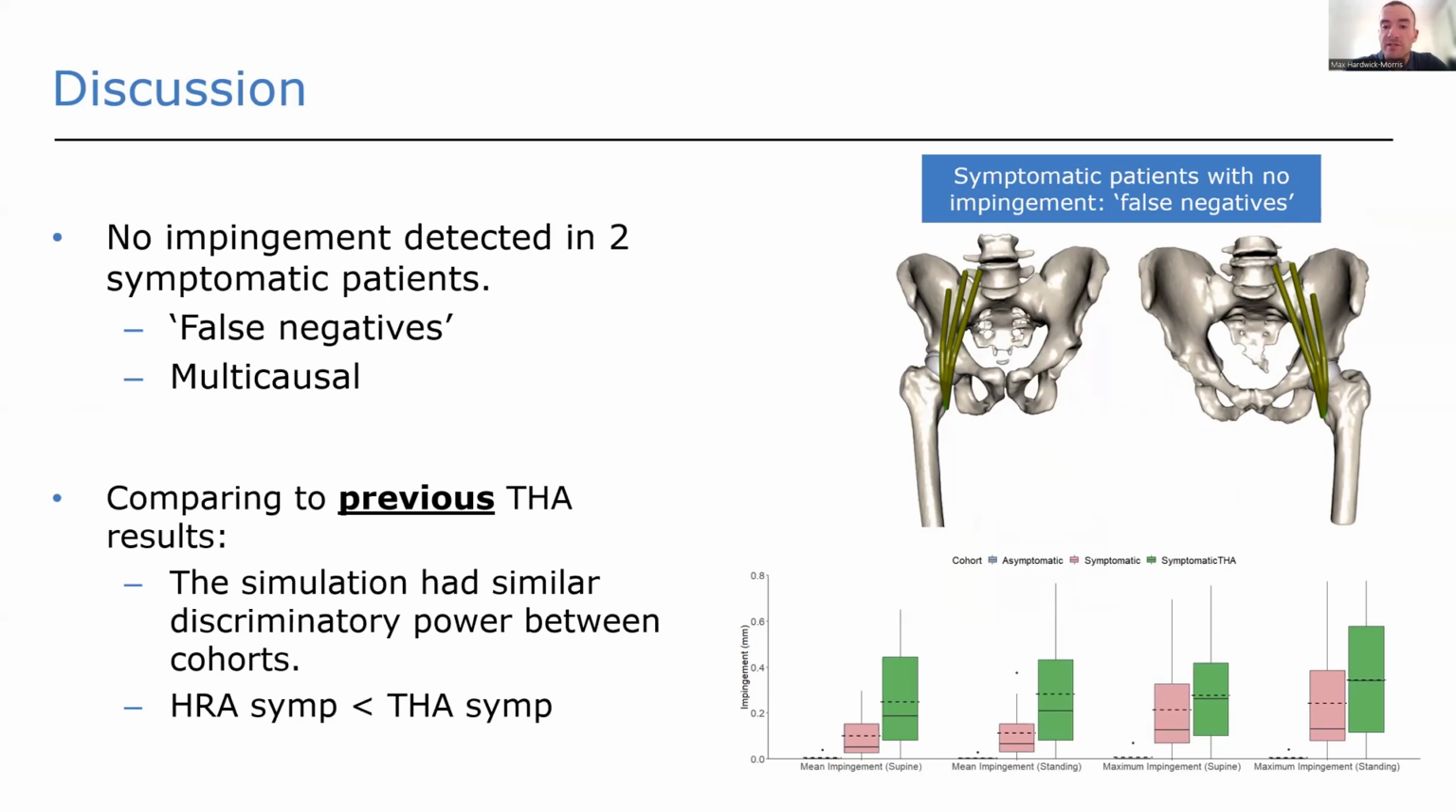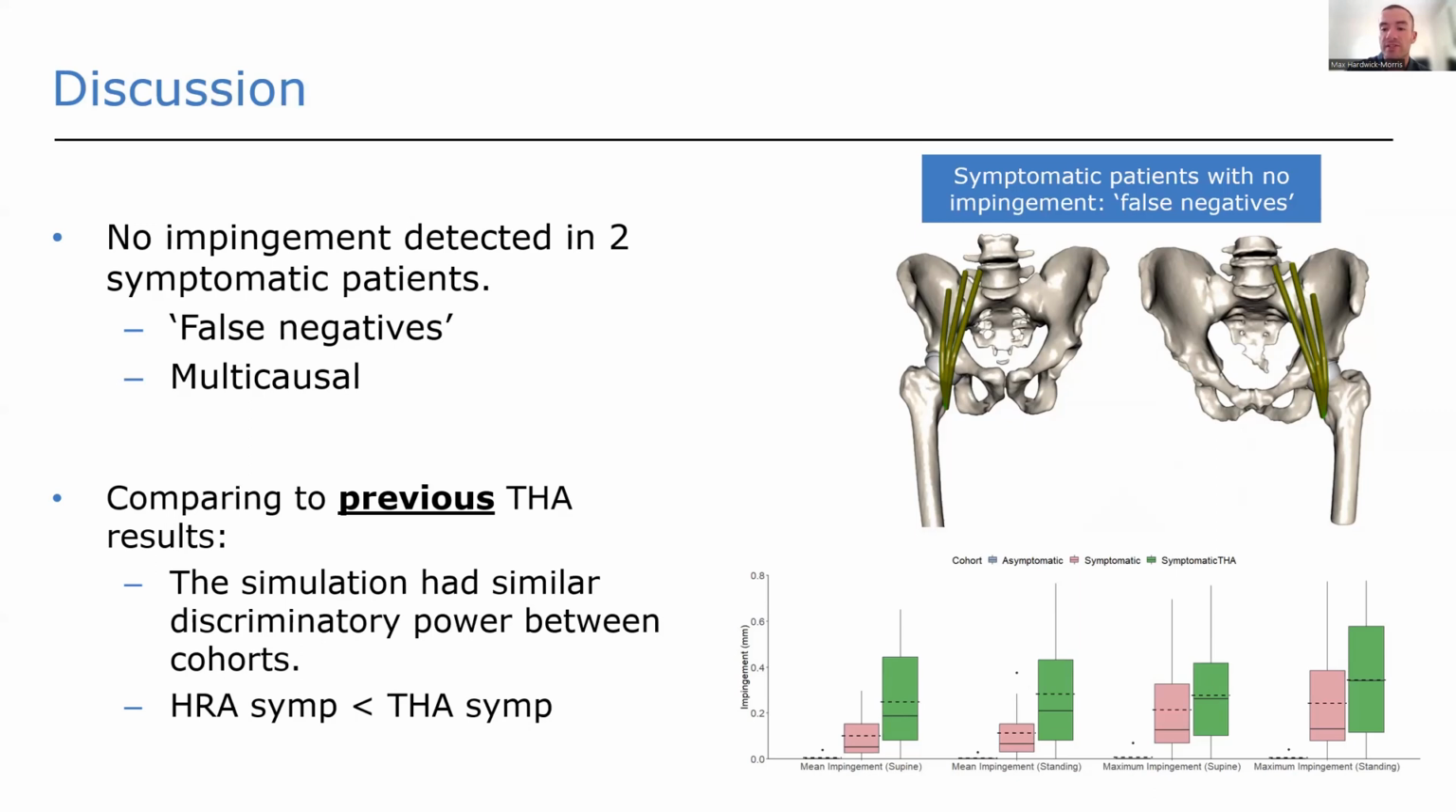Interestingly, there were 2 patients in the symptomatic cohort for whom no impingement was detected, what we might call a false negative. This is indicative of the multi-causal nature of iliopsoas tendinitis. These patients likely experience pain and irritation due to one of the other sources of iliopsoas tendinitis, such as large diameter femoral heads or excessive lengthening or offset.